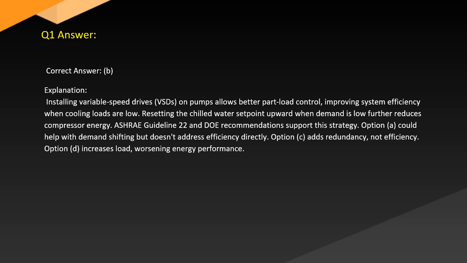Option A could help with demand shifting but doesn't address efficiency directly. Option C adds redundancy, not efficiency. Option D increases load, worsening energy performance.